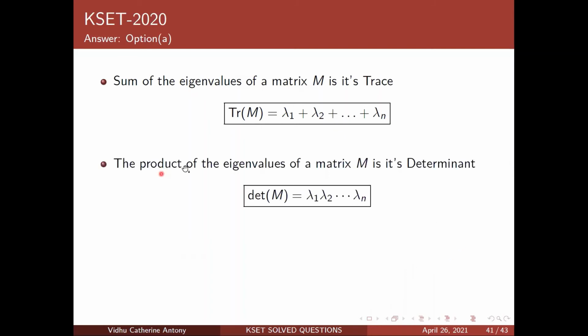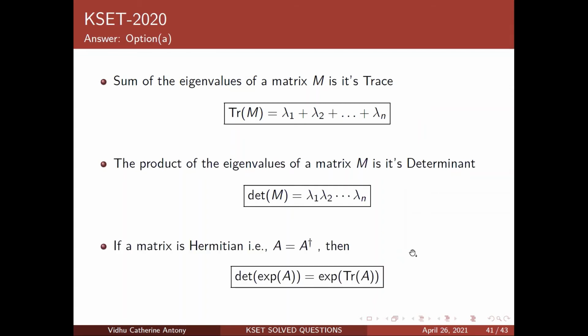Second thing that you need to remember is the product of the eigenvalues of a matrix M is its determinant. That means your determinant of M is equal to the product of the eigenvalues. This we wouldn't be using so much here, but this we will be using a lot. The last point, which is very rarely known, is that if a matrix is Hermitian, say A is equal to A dagger, then the determinant of the exponential of the matrix is equal to the exponential of the trace of the matrix.